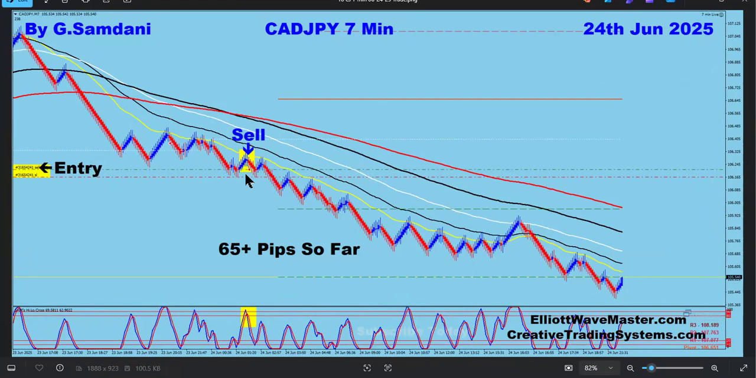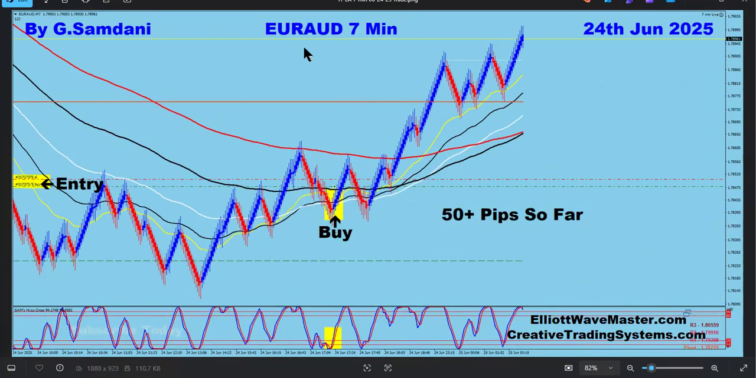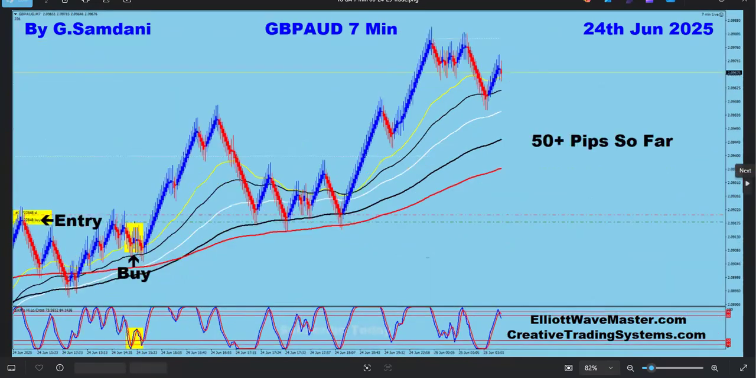CAD yen, 7-minute chart, beautiful trade. It looks big, but it's only 65 pip. Euro Aussie, 50 pip to the upside. Sometimes you have to close early. I'll explain that later. This is what I teach in my webinar: sometimes you have to close very early, but sometimes you hold 100 pip, 120, 130 pips, something like that. There is a reason for that.